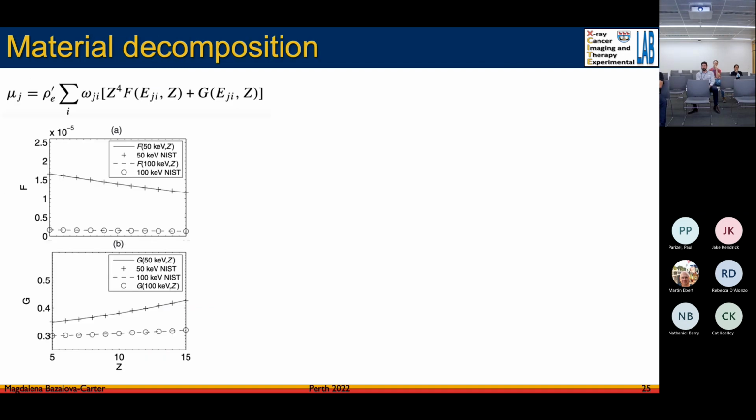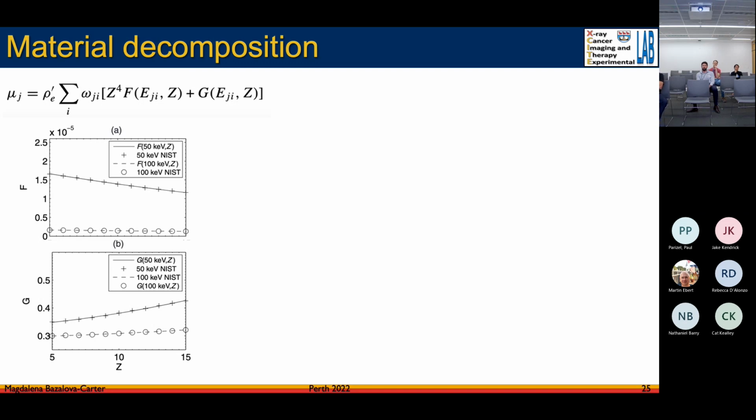The last thing that I will be talking about is material decomposition. Basically, this comes from dual energy CT, where you can acquire images with two different energies, and then you can reconstruct the effective atomic number and electron density. It comes from the fact that the linear attenuation coefficient, which is what we are reconstructing in CT imaging, depends on the spectrum that we are using, but also on the effective atomic number as well as the electron density.